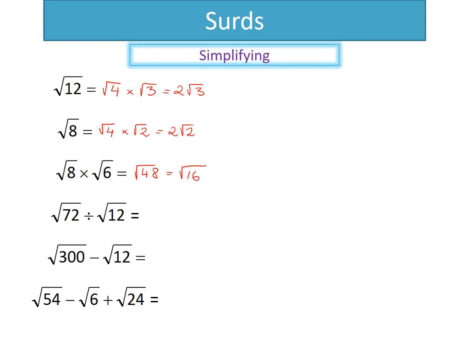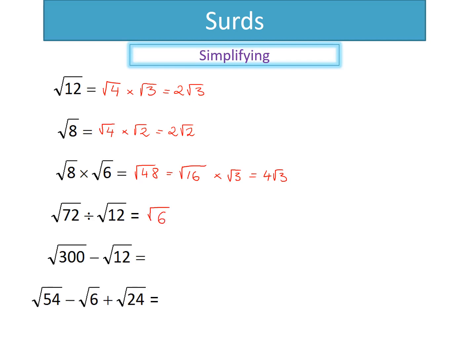So 16 times 3 gives us 48. So I can write square root of 48 as square root of 16 times square root of 3. Now I can square root 16, and that is 4, and we keep root 3. In my next example, I can divide the two numbers, and that is simply square root of 6.